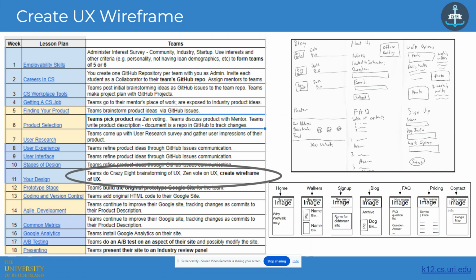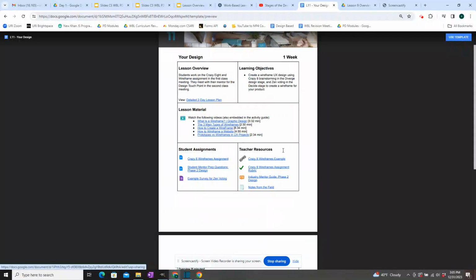This one down here was done simply as Google Slides by putting in rectangles and text boxes. So that's what this week is all about: getting your students to do Crazy 8 sketches, vote on them, and do a wireframe. There are resources available, like what is a wireframe?